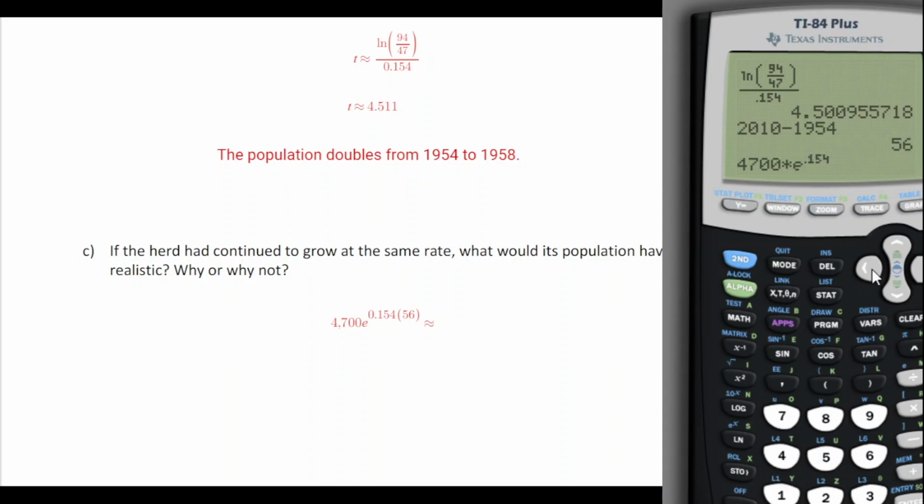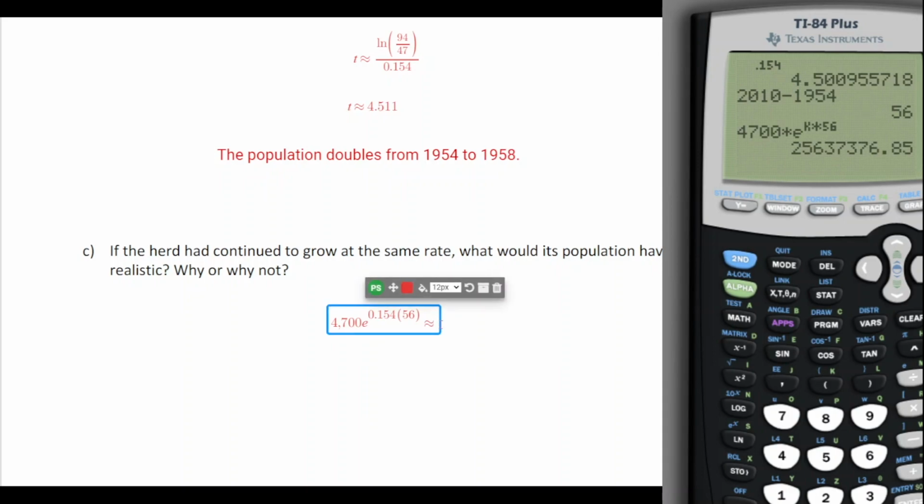So I'm actually not going to use the 0.154. What I really want to do here is use the k, to get exactly as close as I can. Where's k on here? H, I, J, K. Times 56. Okay, so we get approximately 25,637,376. So that would be 25 million.